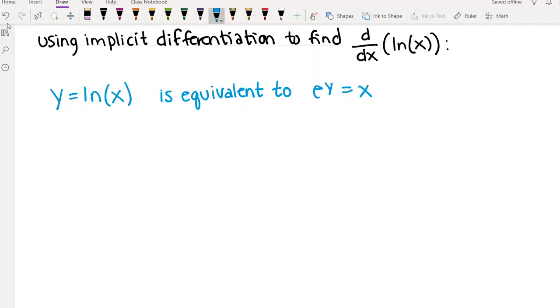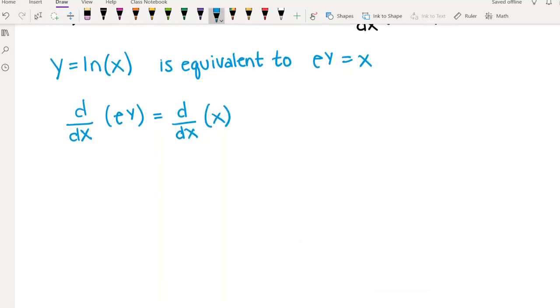So what we're going to do is use implicit differentiation on the equation e to the y is equal to x. What do we get when we take the derivative of e to the y using implicit differentiation? We get e to the y times y prime. And what's the derivative of x? Well, that's just 1. As usual with implicit differentiation, we want to solve for y prime. So we get y prime is equal to 1 over e to the y.